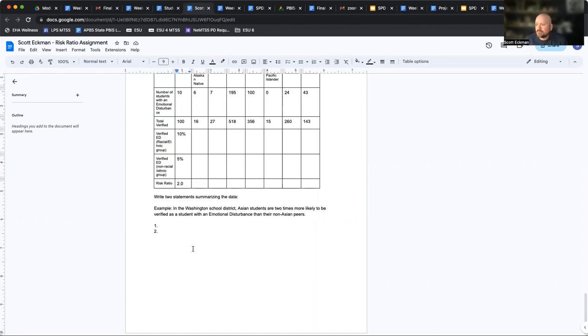So take a look at this. I hope the math isn't too bad, but I think it's always a good thing to be able to recognize how to calculate this when we think about disproportionality. Like I said, if you have any questions, please let me know. But once you finish that and you add those statements at the end, then you'll submit this through Canvas.